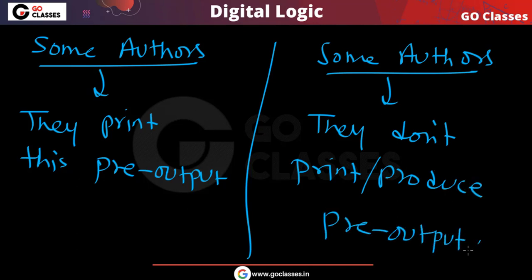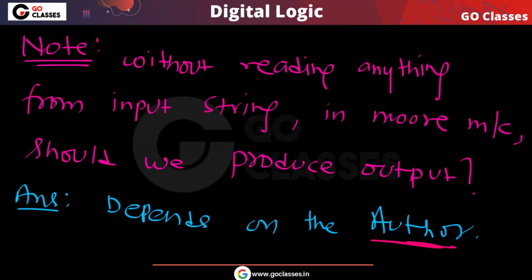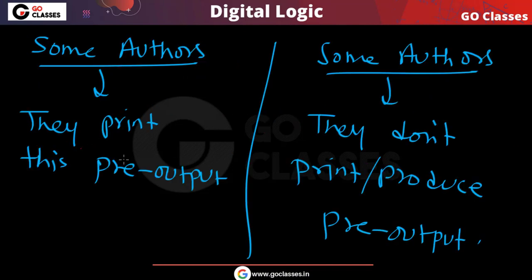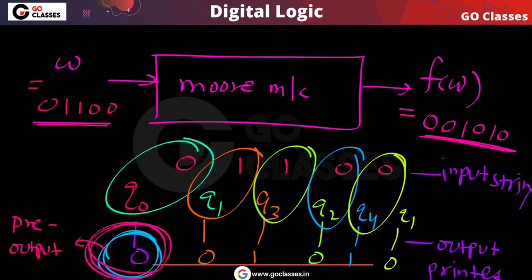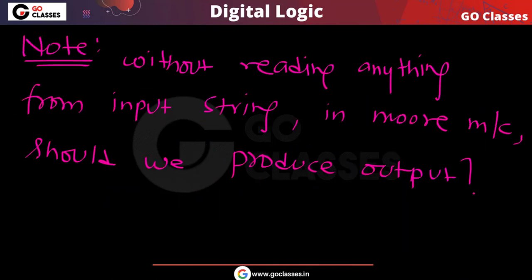In the GATE exam, if it is affecting your answer, then they will mention it. So from the GATE exam point of view, you do not have to worry, because there are many authors who print this pre-output, and many authors who do not. So whether you should print this or not is author dependent. Without reading the input string, in the beginning, should we print this first output or not? That is author dependent. According to some authors this will be the answer, and according to some authors that will be the answer. So this is the point. I hope this point is clear to everyone.